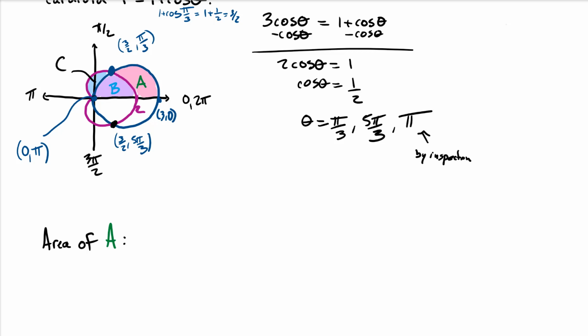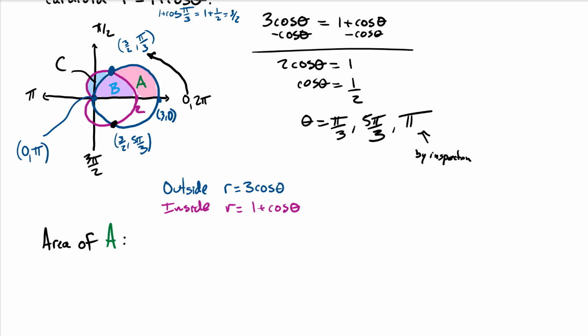Well, we start at 0 and we go to pi over 3. But don't we have an inside and an outside function? I believe the outside function is r equals 3 cosine of theta, the circle, and the inside is r equals 1 plus cosine of theta, the cardioid. So let's set up our integral.